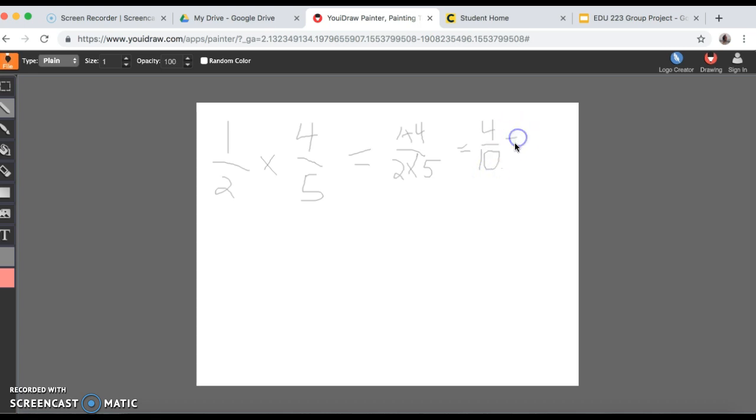Now, I don't know about you guys, but there's a real simple number that goes into both of these numbers. Take a second, think about it. It's 2. So we're going to divide both the top and bottom by 2. And it's just going to give us 2/5.